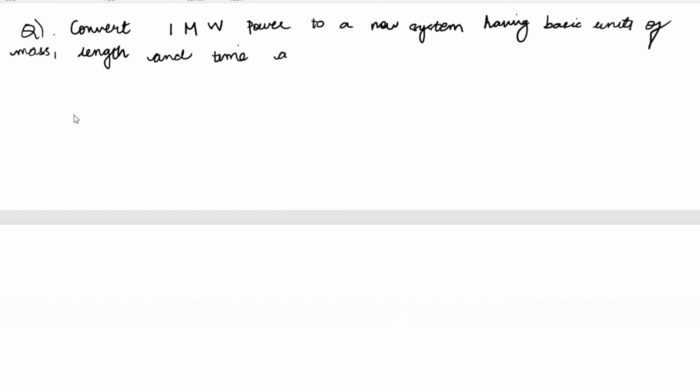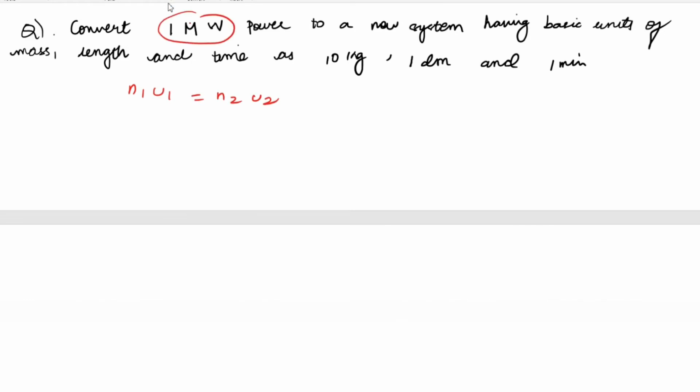So the first step is writing N1 U1 is equal to N2 U2. So that is the basic formula, and based on that, we proceed with the whole sum. And what is 1 megawatt? That is the physical quantity given in the question, and we have to write the dimensional formula of that physical quantity. So 1 megawatt is nothing but 10 power 6 watts.